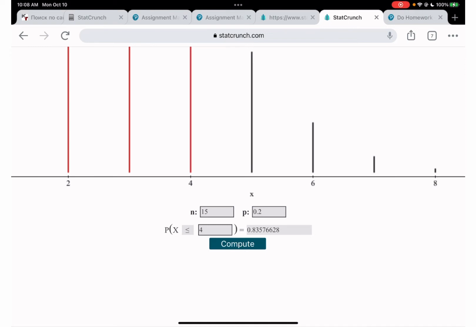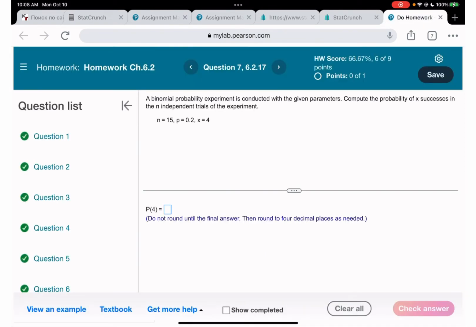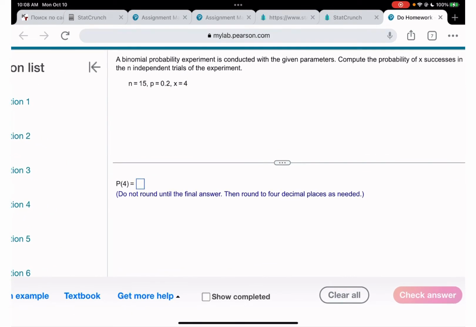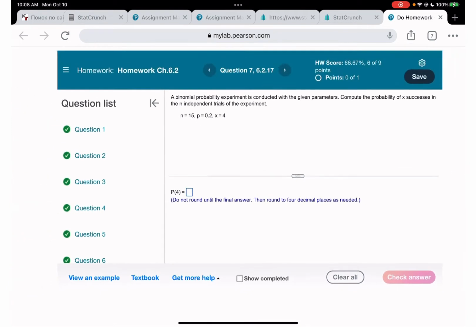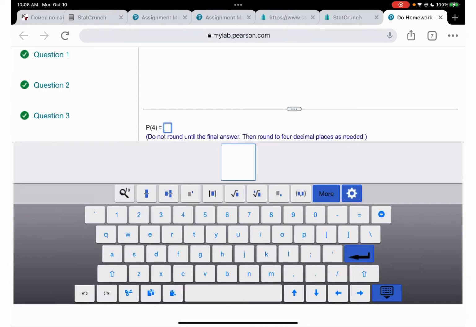Okay, let's go back to our question. Oh, do not round until the final answer. Okay, then round to 4 decimals. There we go, 4 decimals. So I'm going to get 0.8357, rounding will be 0.8358.